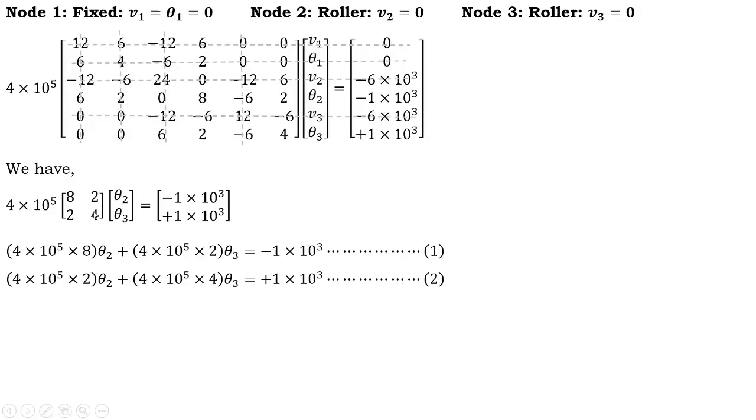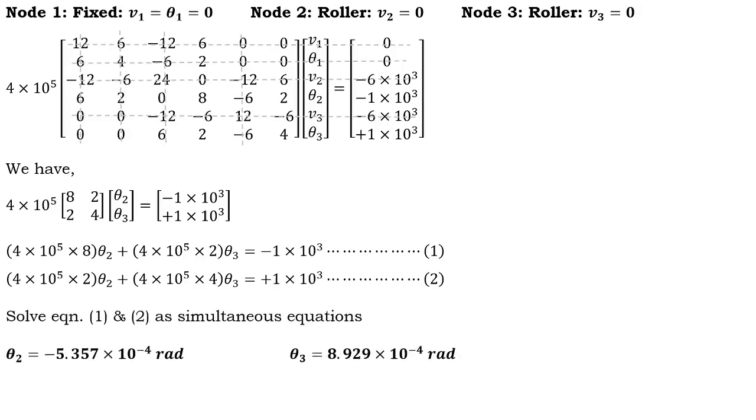Similarly, when I multiply this term with the second row, I'll get the second equation. So I have two unknowns, theta 2 and theta 3. By solving these two equations, I get those two values. My theta 2 is minus 5.357 into 10 to the power of minus 4 radians, because it's a slope. Similarly, theta 3, at node number 3, is 8.929 into 10 to the power of minus 4 radians.